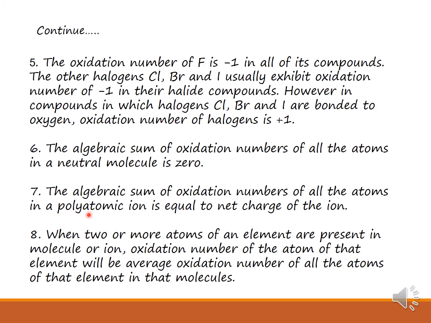The next rule is saying when 2 or more atoms of an element are present in a molecule or ion, oxidation number of atom of that element will be the average atomic oxidation number of all the atoms of that element in that molecule. Children, generally after applying rules from 1 to 5, we determine oxidation number of the atoms present in various molecules or various polyatomic ions.